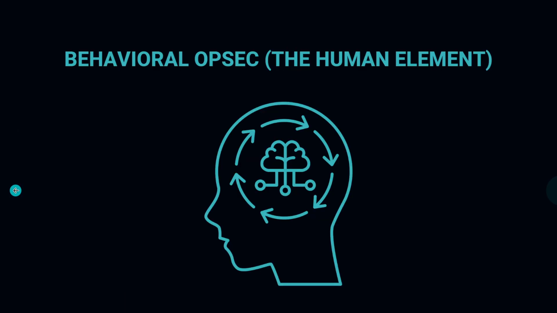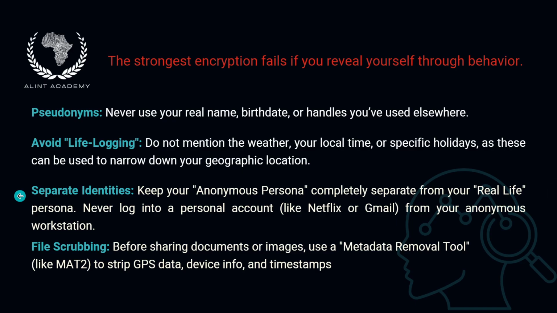Behavioral Opsec. The human element. Technology alone does not guarantee security. Behavioral patterns often expose more than technical weaknesses. Avoid reusing real names, usernames, birth dates, or identifiers across contexts. Do not unintentionally reveal geographic indicators such as local weather, time zone references, or event-specific mentions that could narrow location analysis.